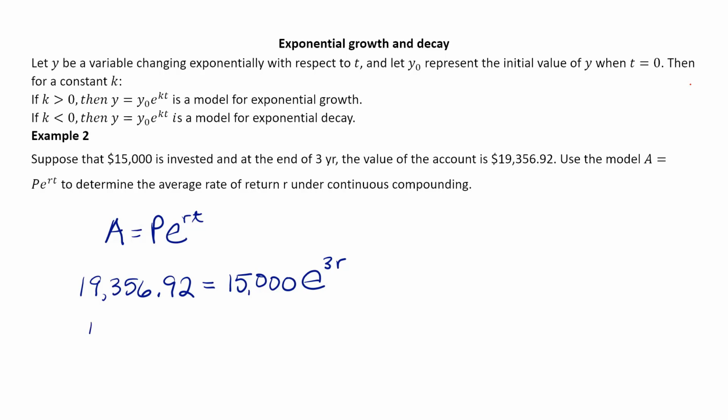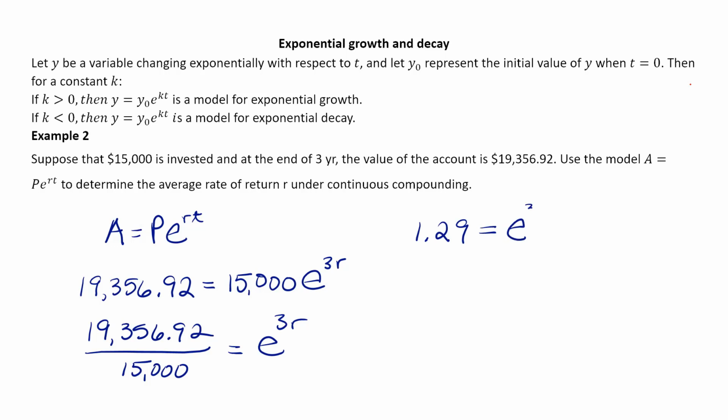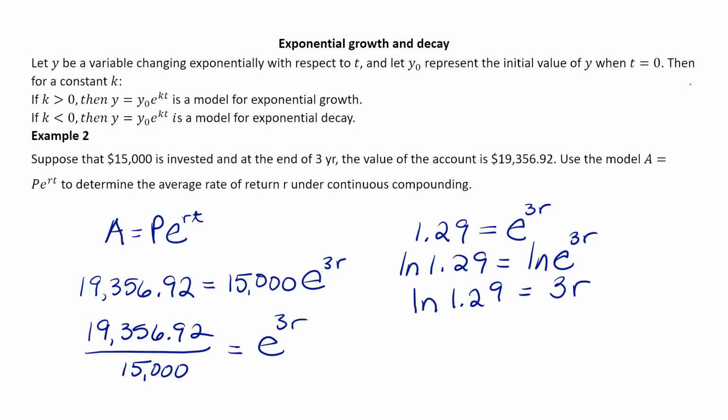And so we can divide both sides by 15,000 to get the exponential part by itself. And then we will take the natural log on both sides. First we'll divide the big number by the other number and get 1.29. Then we'll take the natural log on both sides: natural log of 1.29, natural log of e to the 3r. And remember that the natural log of e is just 1, so 3r times 1 is what you would get on the right side. And so you'd have natural log of 1.29 equals 3 times r.